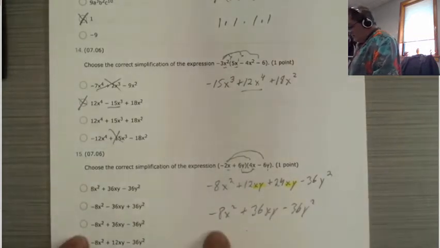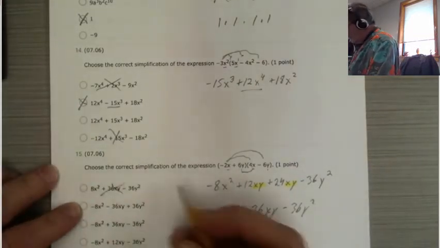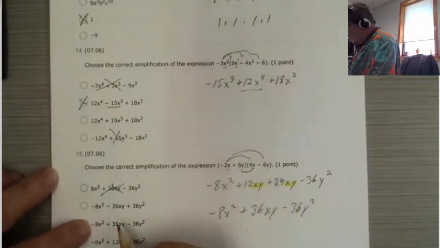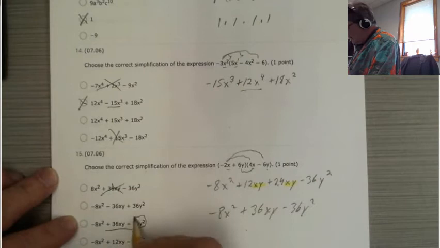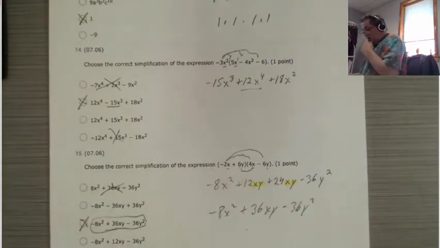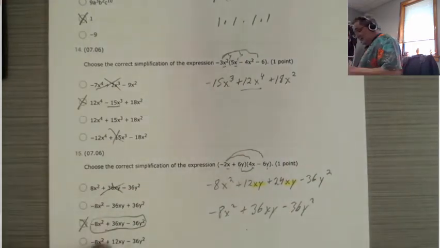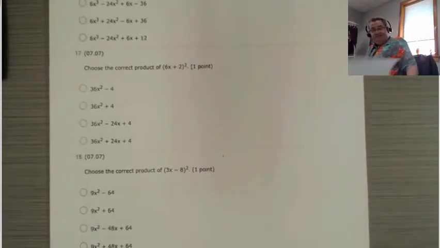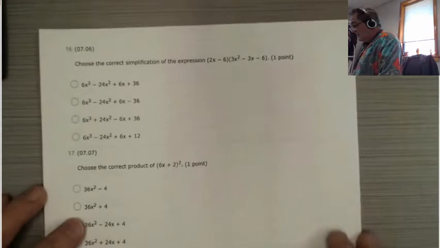So which one of this? It can't be the fat one because we have a negative 8x. Any one of those. Plus 36xy. That is right there. All right, that is our answer. Because this one's minus and that's a 12. All right, moving on. Correct simplification of this.